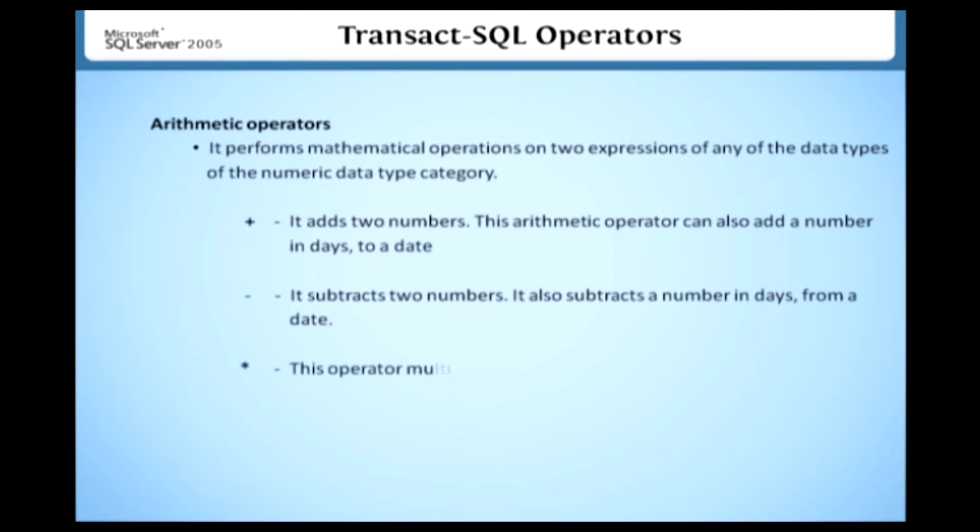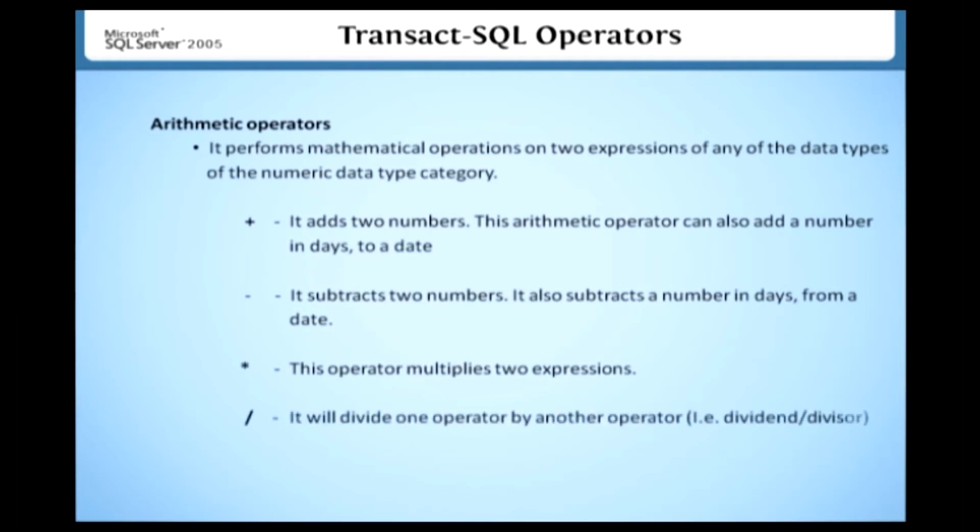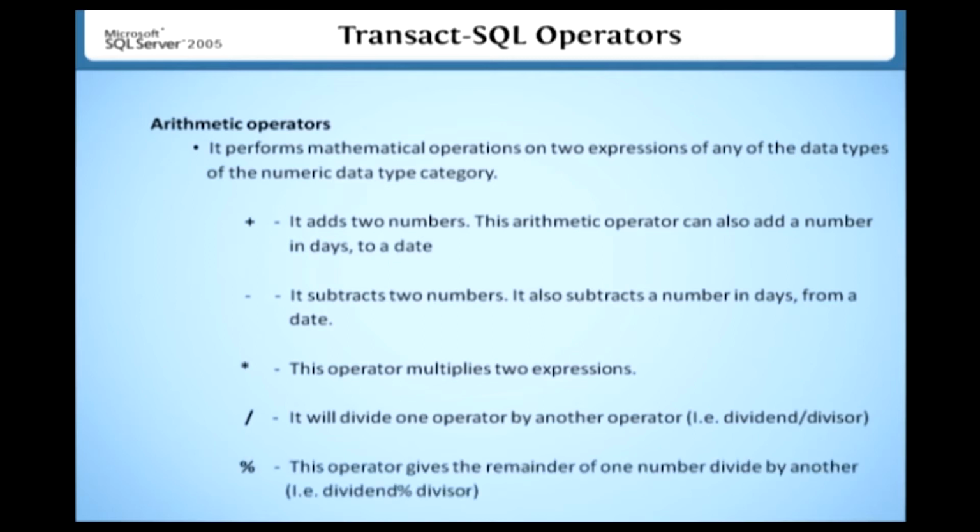Multiply. This operator multiplies two expressions. Let's see divide. It will divide one operator by another operator, that is, dividend by divisor. Modulo. This operator gives the remainder of one number divided by another, i.e., dividend percent divisor.